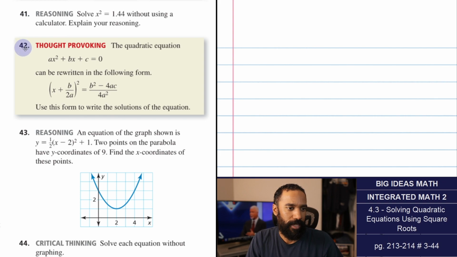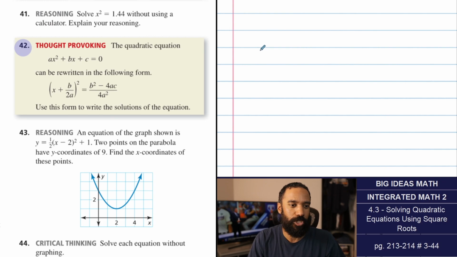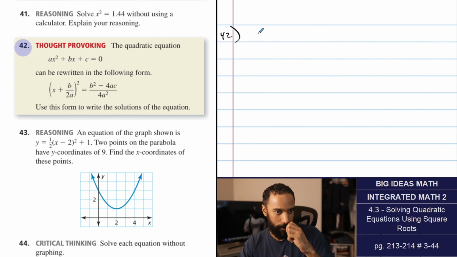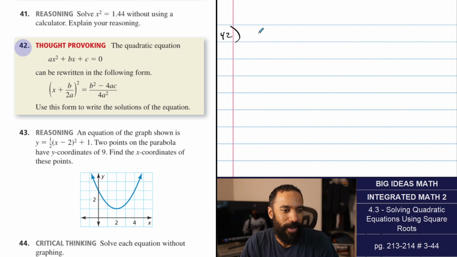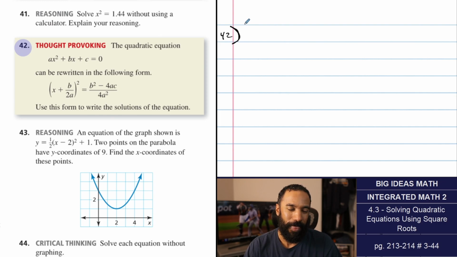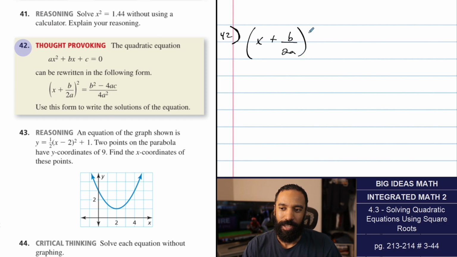Ooh, this looks a little bit like section 4.5, but anyway. The quadratic equation ax squared plus bx plus c equals 0 can be rewritten in the following form. x plus b over 2a squared equals b squared minus 4ac all over 4a squared. Use this form. Now, you don't have to understand that part right now. You will understand this part by section 4.5. But use this form to write the solutions of the equation. They're giving you a little preview of section 4.5. And I know that this looks a little overwhelming.